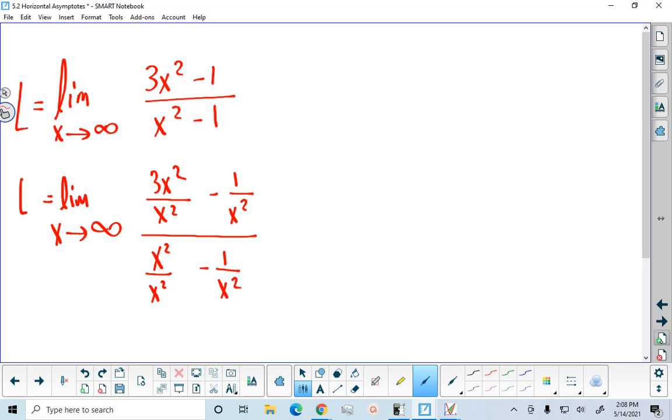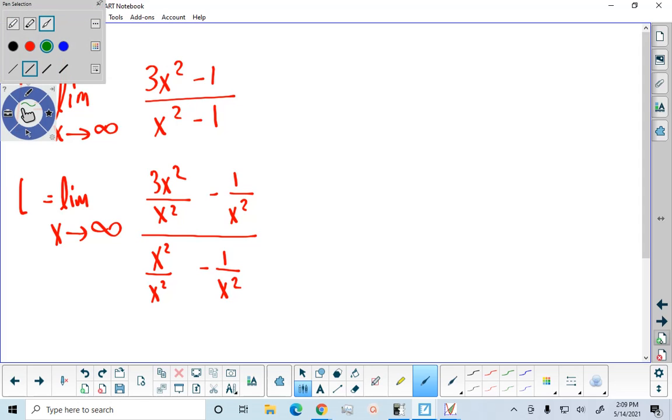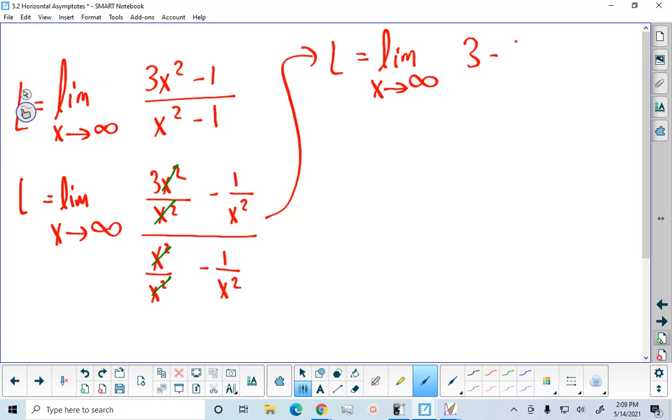And we notice that if we do that, we can cancel some things. I can cancel this x squared and this x squared and this x squared and this x squared, which is going to give me the limit as x approaches infinity of 3 minus 1 over x squared over 1 minus 1 over x squared.